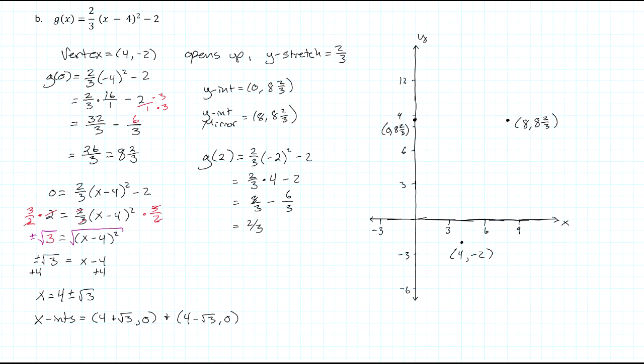That's just a little bit above the x-axis there. So 2 2/3 is here, and then it's going to mirror across to 6 2/3 over here. 2 comma 2/3 and 6 comma 2/3. All right, we've got 5 points. Let's go ahead and draw in our parabola.